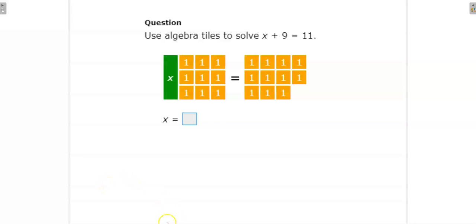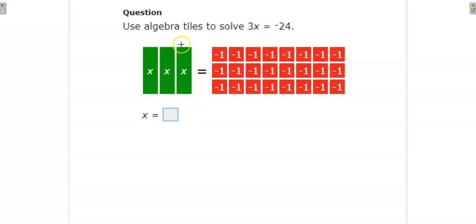So back here at my IXL screen, I'm going to have x equals, in this case, 2, because we added 9 zero pairs to each side, removed those zero pairs, and found that 1x equals 2. You could look at this another way: if I were to remove 1, 2, 3, 4, 5, 6, 7, 8, 9 from there and 9 from there, I'd be left with 1x equals 2 units.